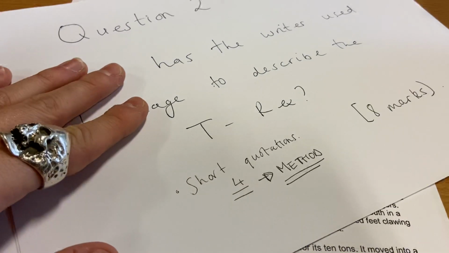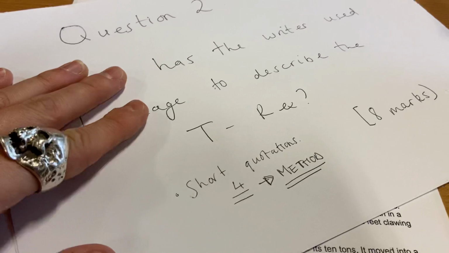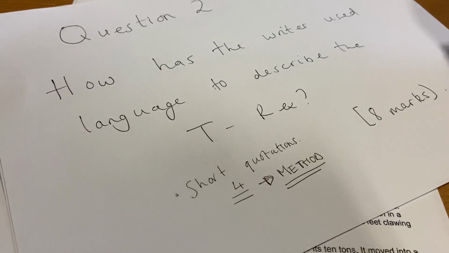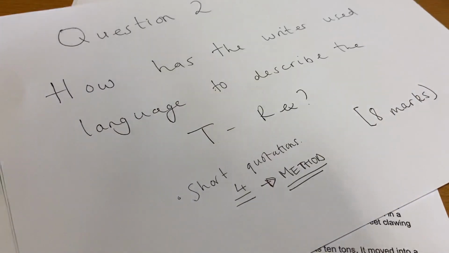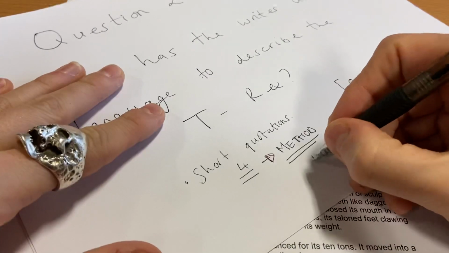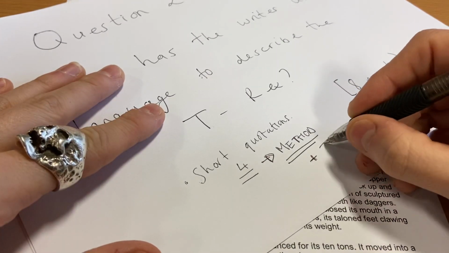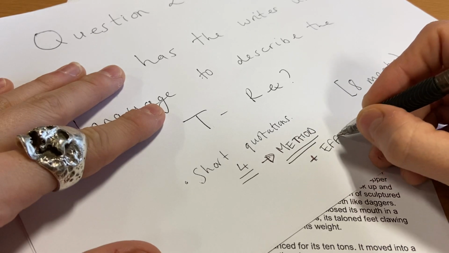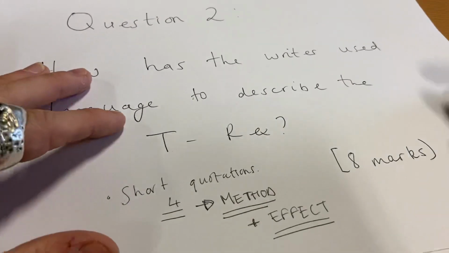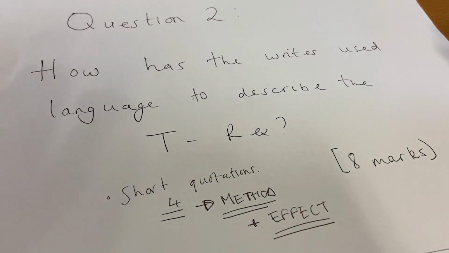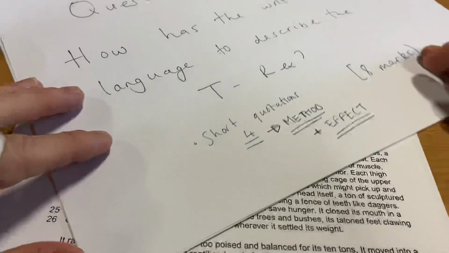Now, what we need to avoid, and I'm sure your teachers have told you this before, is we don't just want to identify methods. We don't want to say this is a simile. I don't care if it's just a simile. You do need to identify what the method is, but we really need to know what the effect is. So why has the writer used that method? What is the effect of that method they've used? Why have they used that particular feature?